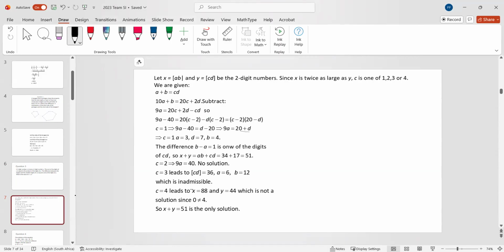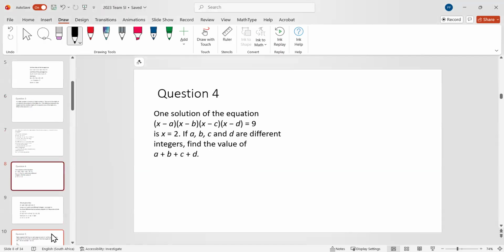All right, so there's only one solution, and namely 51. x plus y is 51. Okay, I'm sorry, I made some kind of a calculation error there. I'm sure you'll be able to pick it up. So let's go to question 4.